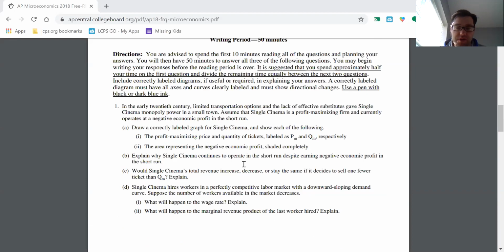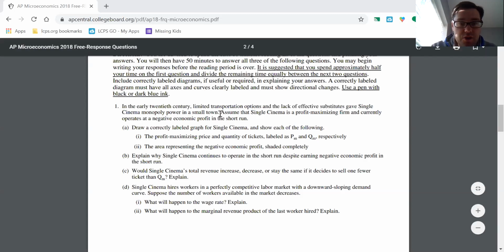So I'll do my best to explain what makes sense to me, but be sure to take a look at the rubric and try and understand all the different ways that you could have explained it, right? Because there's sort of more than one way to get to the points. All right, so let's go through, read here quick.